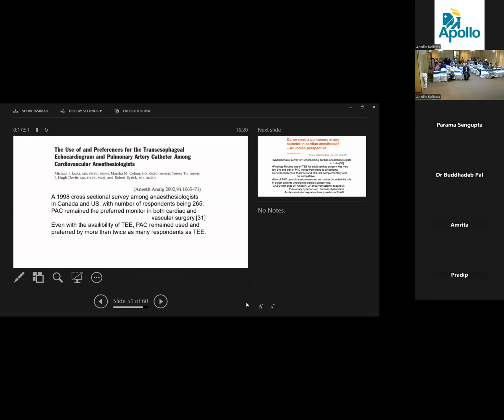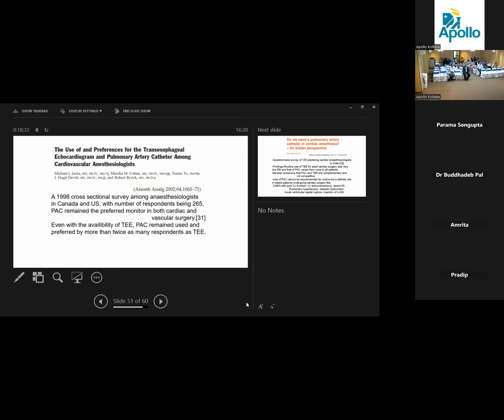There are some survey studies that prove that the pulmonary artery catheter cannot be totally contraindicated for some cases. In a study in Anesthesia Analgesia 2002, on the use and preferences of transesophageal echocardiogram and the PA catheter among cardiovascular anesthesiologists, they concluded that even with the availability of transesophageal echocardiography, the pulmonary artery catheter remained used and preferred by more than twice as many respondents as TE.